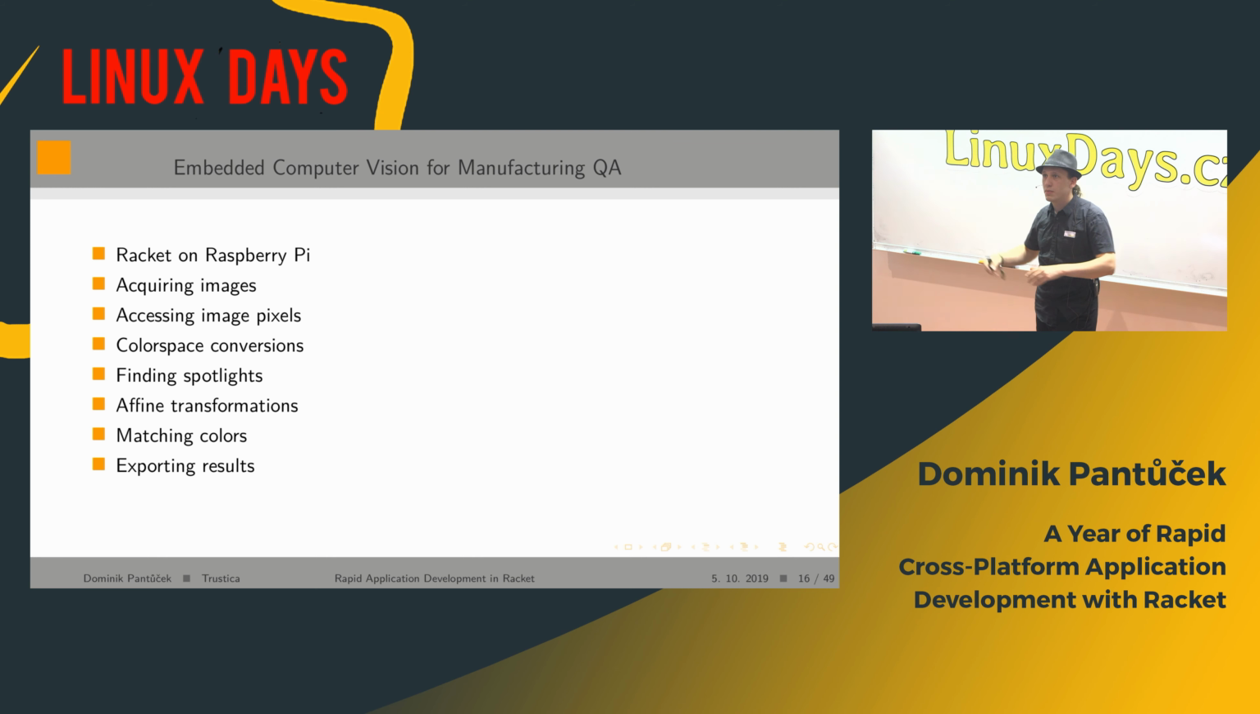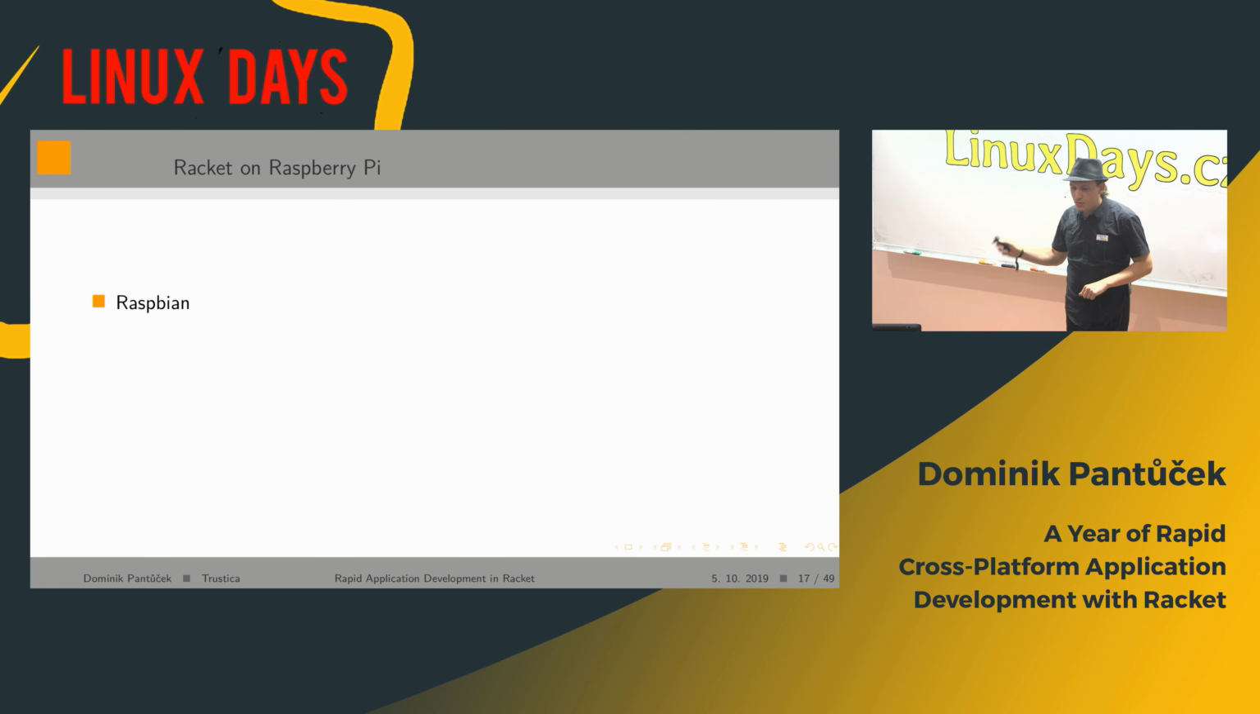You know, you get the batch of PCBs from the factory. Some of them work, some of them don't work. So you need to distinguish quickly which are which. So how do we do it? First, what we are running on the Raspberry, of course, Raspbian or Ubuntu. Why? We are lazy. You know, it just works, and in both operating systems, Racket just works.